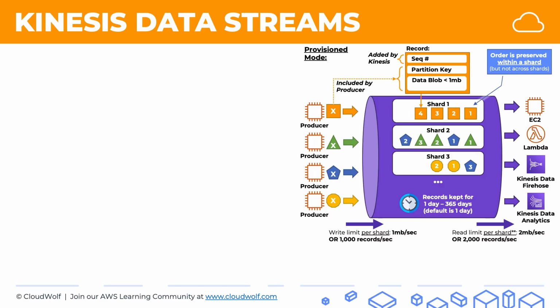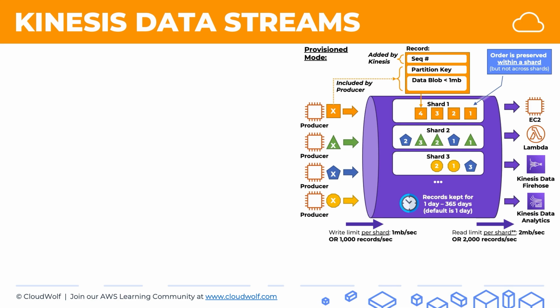The consumers read this data. It can be EC2 instances, Lambda functions, Kinesis Data Firehose, or Kinesis Data Analytics. What else is important is that Kinesis Data Streams provides data encryption at rest, and keep that in mind for the exam. So when the data is sitting there in Kinesis Data Streams, it is encrypted.